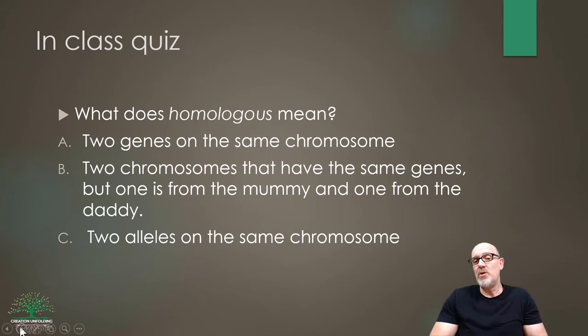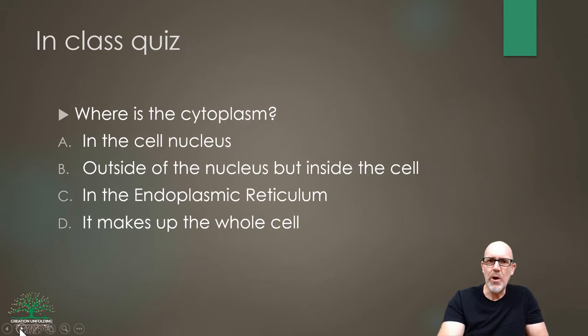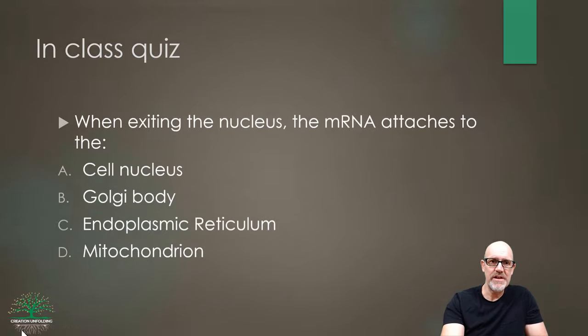First of all, what does homologous mean in terms of the chromosomes? Go ahead, stick it on pause. But the answer is B. It's two chromosomes that have the same gene sequence on them, one's from the mummy and one's from the daddy. Okay, where is the cytoplasm? And the answer is, it's outside of the nucleus, but inside of the cell.